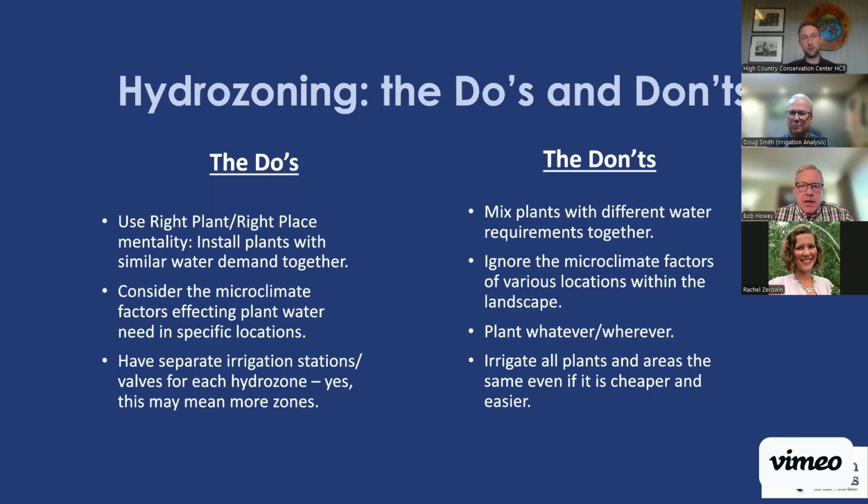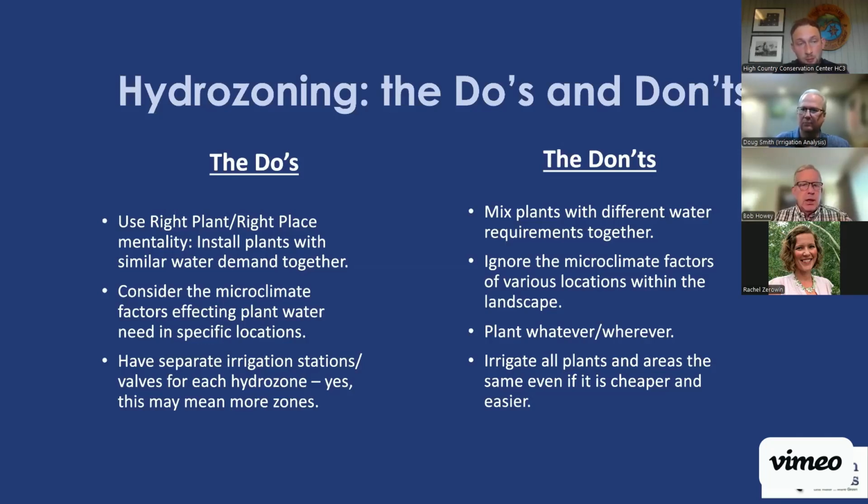These lists kind of go on and on if you wanted to, but these were some of the top do's and don'ts for hydrozoning, and they kind of bounce back and forth. So do use the right plant in the right place. You probably have all heard that talked about. Right plant, right place for that plant to be successful, and definitely for it to match the hydrozone of plants around it. So be thoughtful in plant selections.